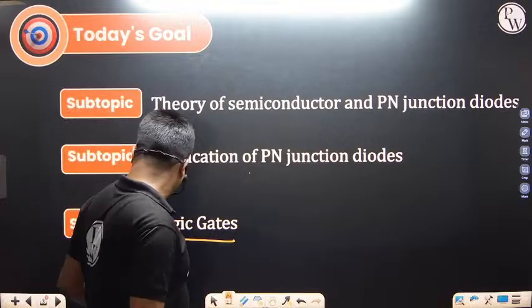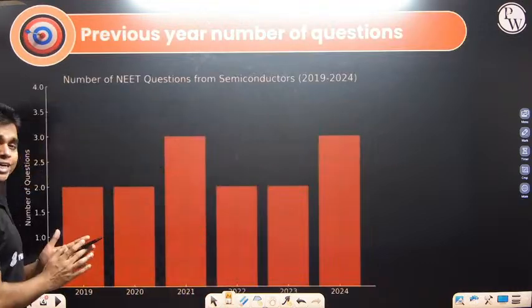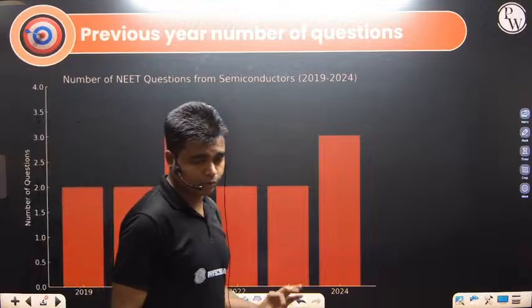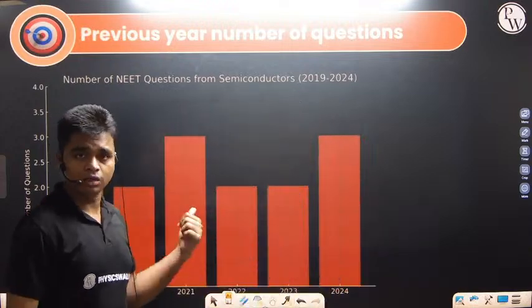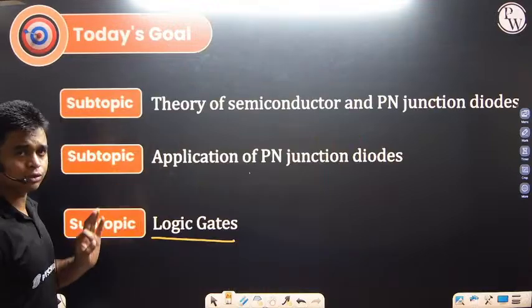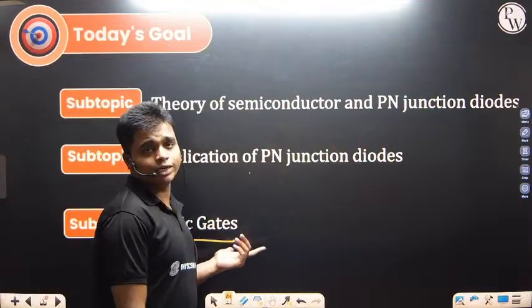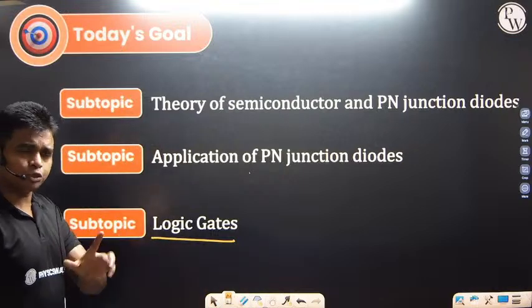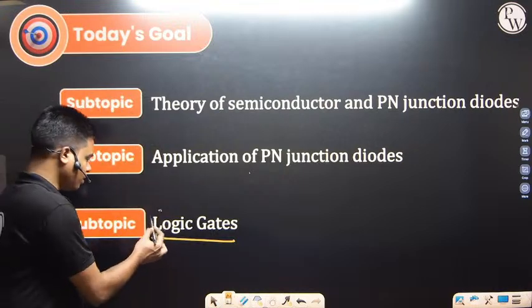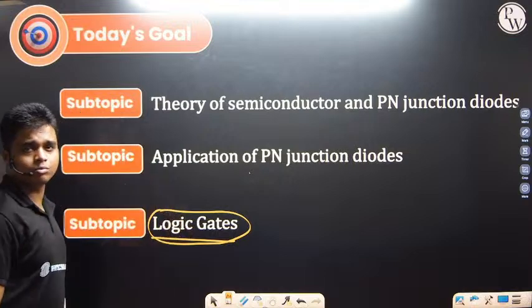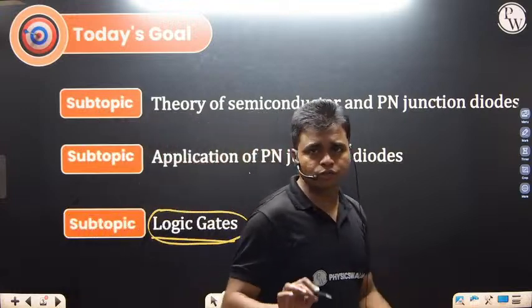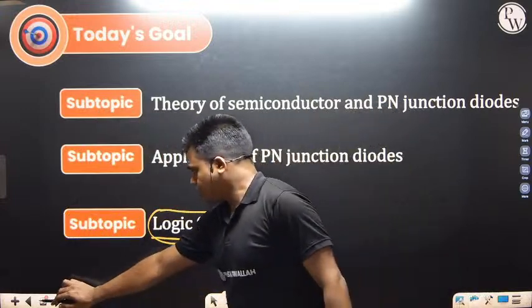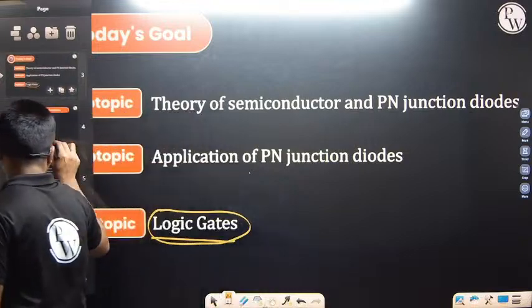If we see the weightage in this chapter, we can expect 2 to 3 questions. One question we can expect from the theory of the semiconductor as well as diodes. One question from the application of the p-n junction diode, photodiode, LED and all. One question from logic gates. If we are expecting 2 questions, one will most likely come from logic gates, and the other from the first two parts. Over the years it has been the trend that they ask one question from logic gates. Okay, so let's start this.